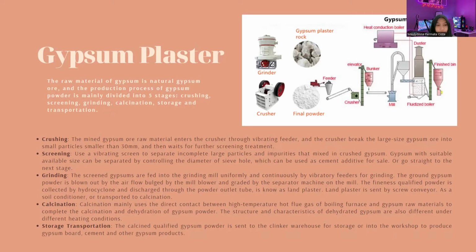The next is calcination. Calcination mainly uses the direct contact between high temperature hot flue gas of boiling furnace and gypsum raw material to complete the calcination and dehydration of gypsum powder. The structure and characteristics of the heated gypsum are also different under different heating conditions. And the last step is storage transportation. The calcined qualified gypsum powder is sent to clinker warehouse for storage or into the workshop to produce gypsum board, cement and other gypsum products.